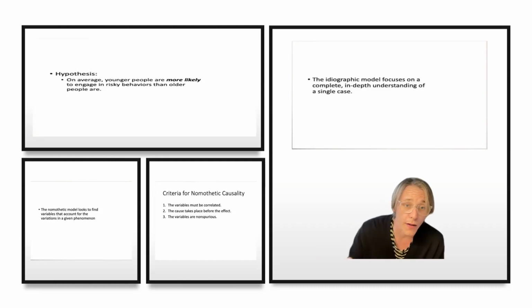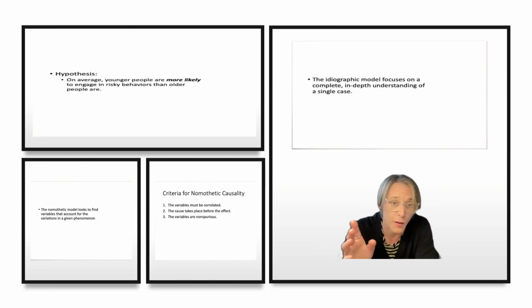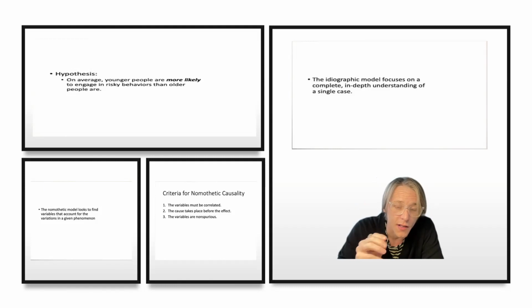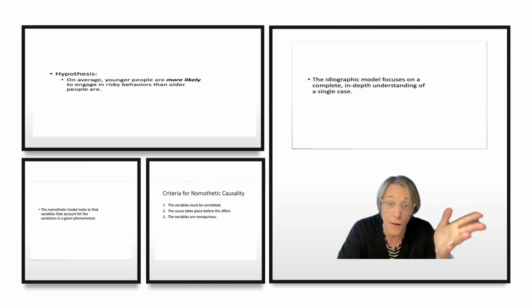There are three main criteria for nomothetic causality: correlation, time order, and non-spuriousness. The variables must be correlated, right? The cause must take place before the effect, and the variables must have a non-spurious relationship.